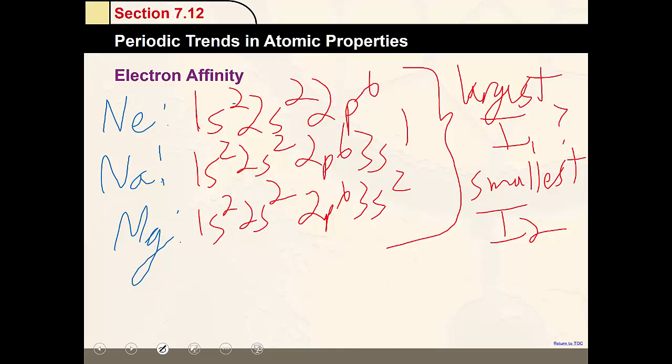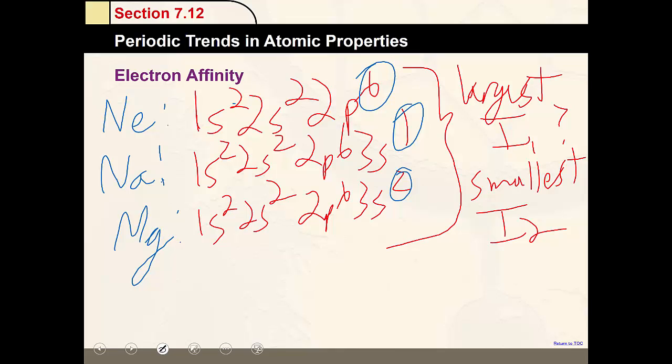Right, so the one with the largest first ionization energy is the one where we're removing that electron from the energy level that's closest to the nucleus. So in both sodium and magnesium, we would be removing an electron from the third energy level, whereas for neon, we are removing that from the second energy level. So therefore, neon has the largest first ionization energy. You're removing that electron from the second energy level that's closest to the nucleus.